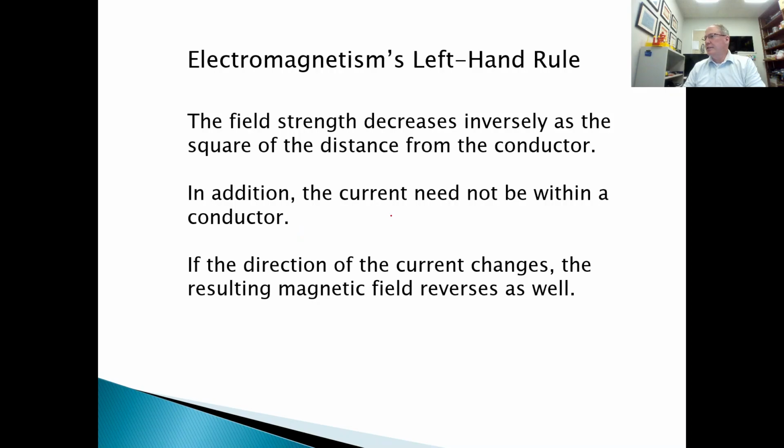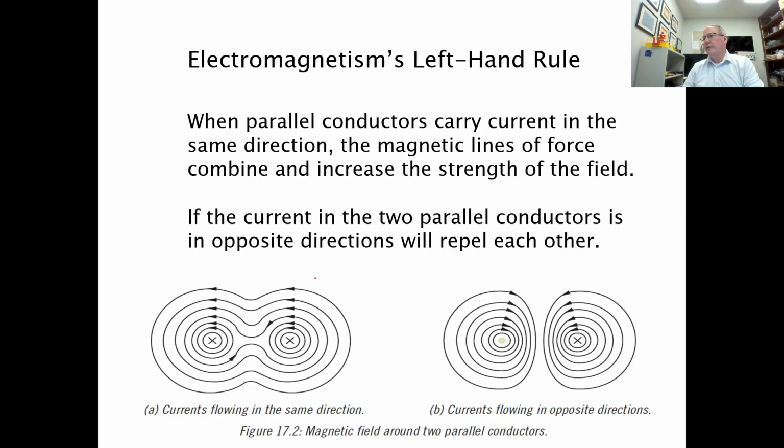In addition, the current needs to not be within a conductor. Now, if the direction of the current changes, the resultant magnetic field reverses as well. When parallel conductors carry current in the same direction, the magnetic field lines of force combine and increase the strength. If the currents in two parallel conductors are in opposite directions, they will repel each other. So in this one, they combine, they add forces, and in this one, they repel.